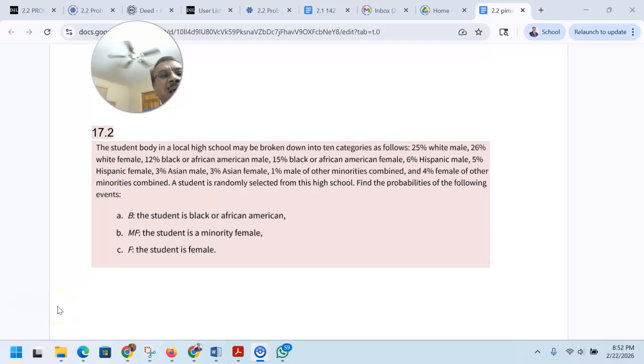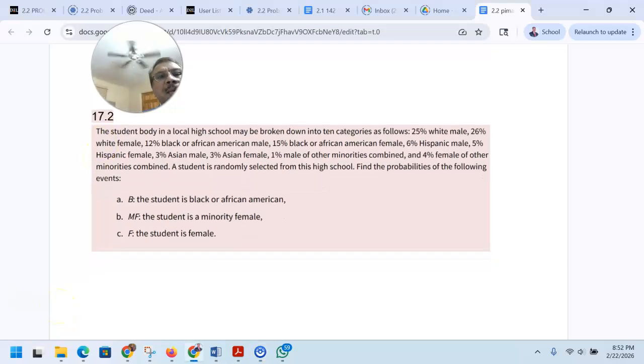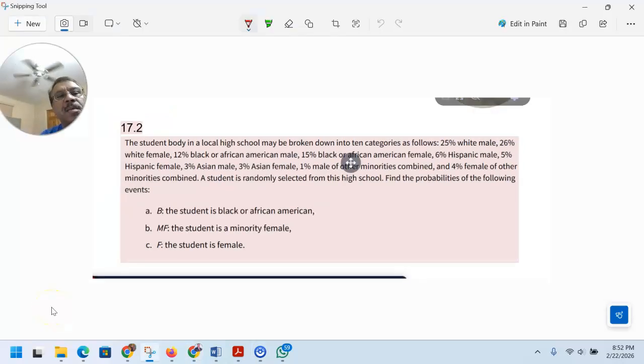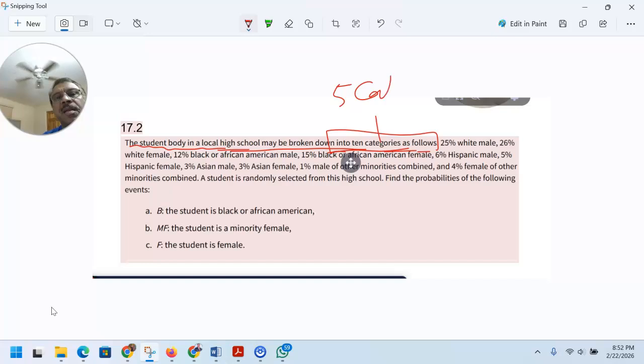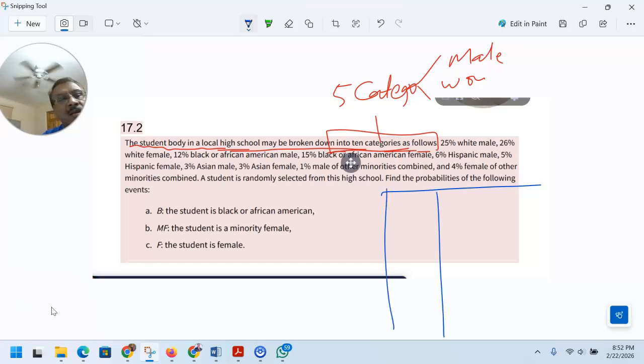So this question is asking about the student body in a high school. This one gives you 10 categories, because there are 5 categories, and each category is broken into male and female. So what we can do is make a table first.